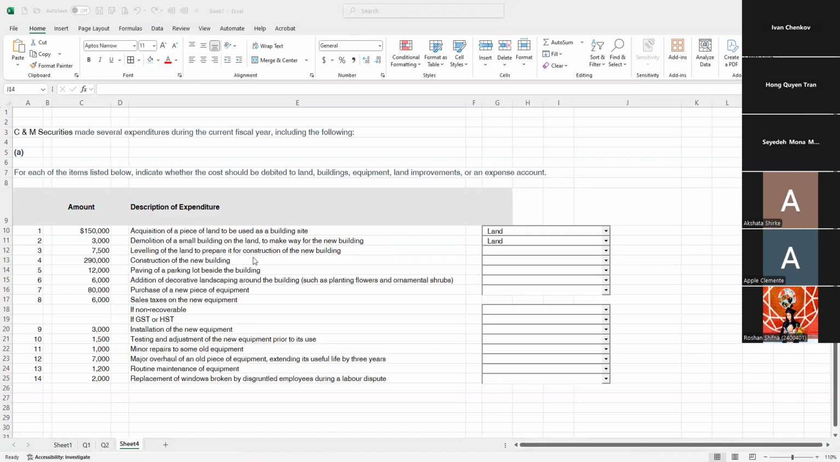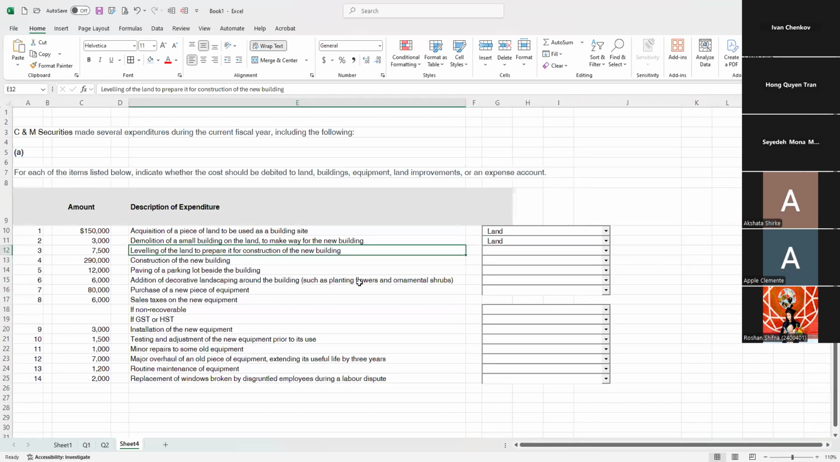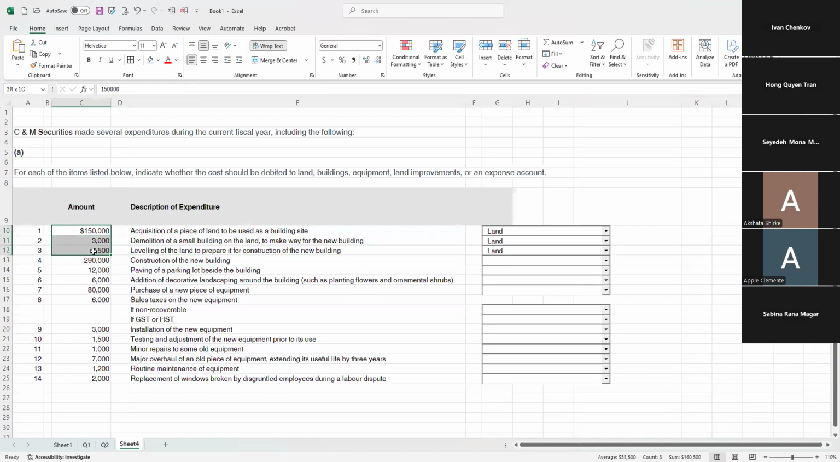Leveling the land to prepare for construction of the new building. Question. If I don't level the land, can I use the land to build the building? No. Is it an asset then? Yes. What kind of asset is it? Land improvement. Land. So at this point, what's the cost of the land? All those three. Make sense? Yes. This is the cost of the land now.